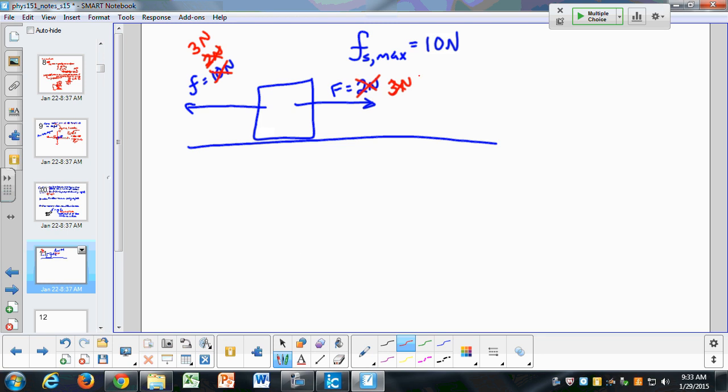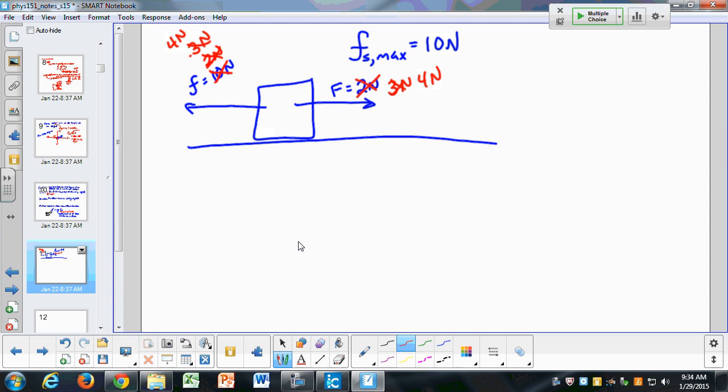If I pull on it with 4 newtons, then this is 4 newtons. On and on until I get up to 10 newtons, and when I exceed 10 newtons, then it starts to move. I push on this with 50 newtons, the frictional force is also 50 newtons. And I keep pushing, pushing, pushing until it moves, and then the frictional force isn't at play anymore.